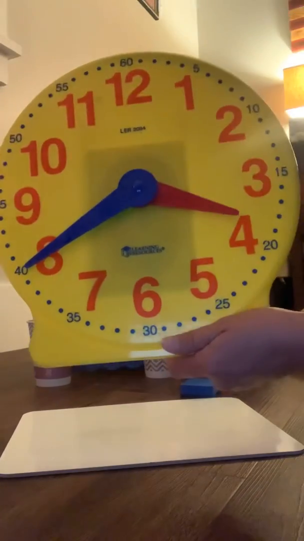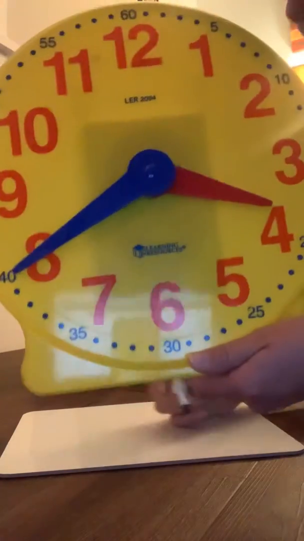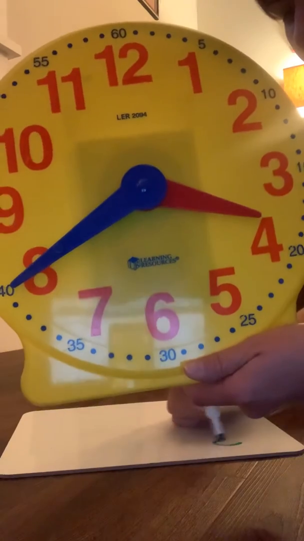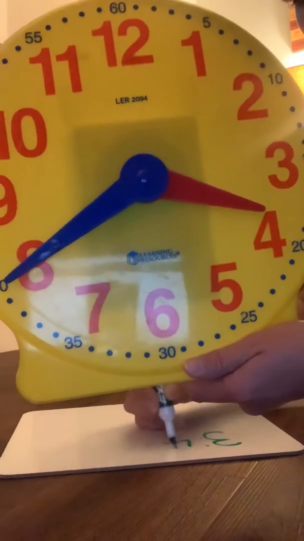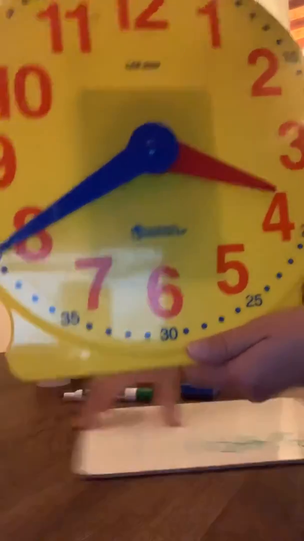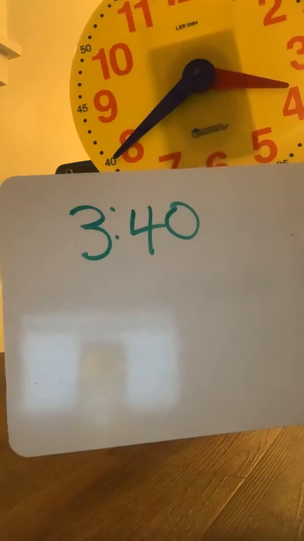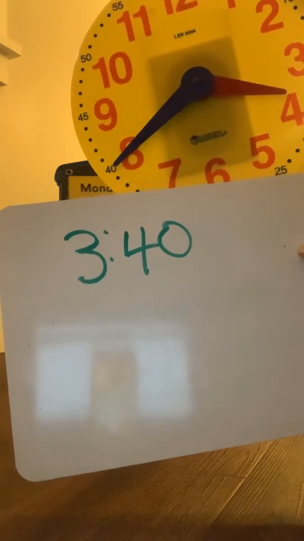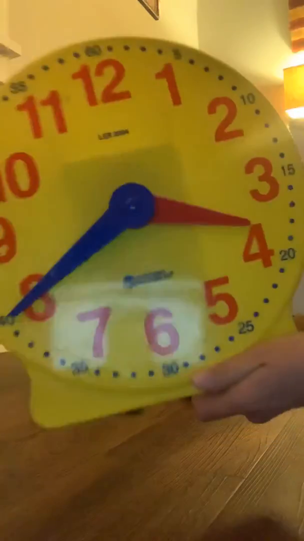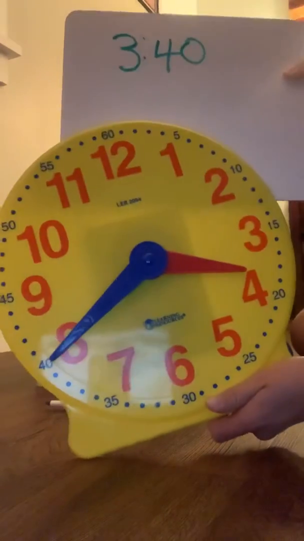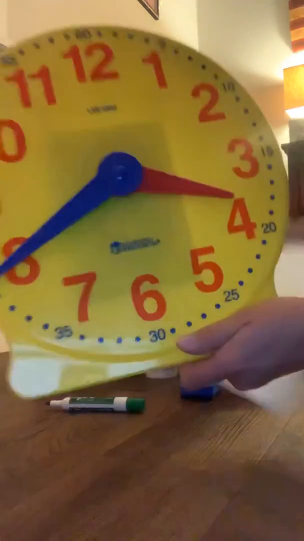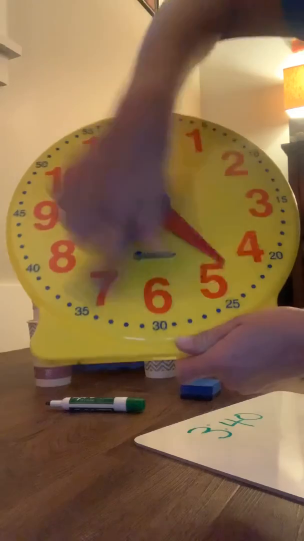3:40. If I want to write that in digital time, does this match? Yes. Look at the front, 3. Look at the back that tells the minutes, 40. Here's the analog time, 3:40. Here's the digital time, 3:40. What time is it?